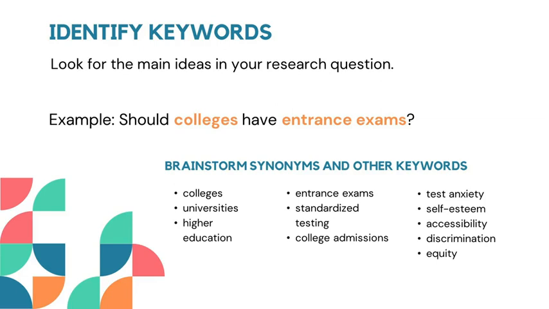Next, look at your research question and identify the main ideas. These will be used as keywords when you search for sources. In this example, the main ideas are colleges and entrance exams. It is also a good idea to brainstorm synonyms and other keywords. Keep a list somewhere to refer to as you conduct your research.